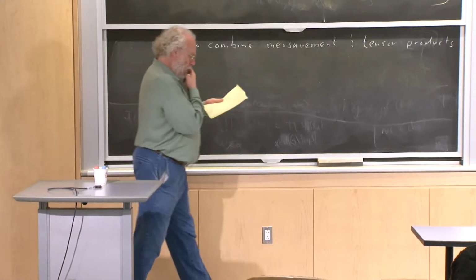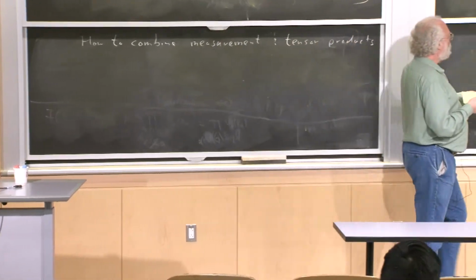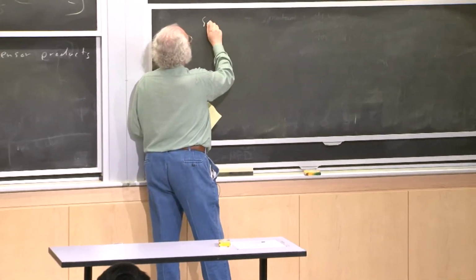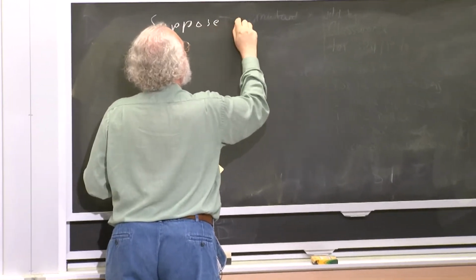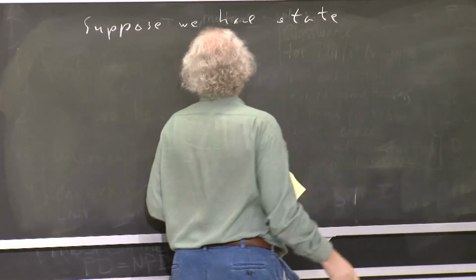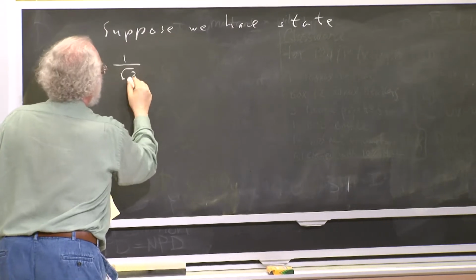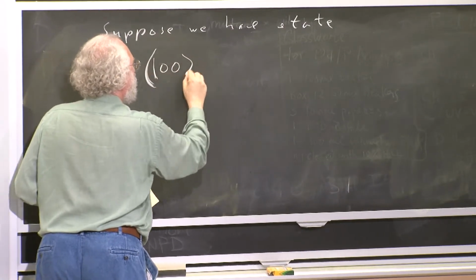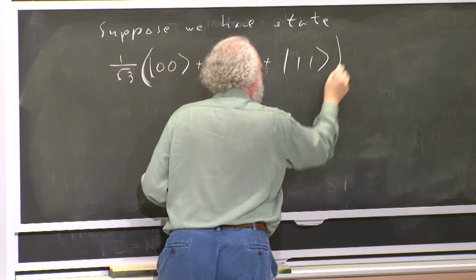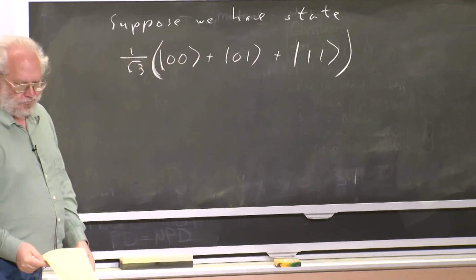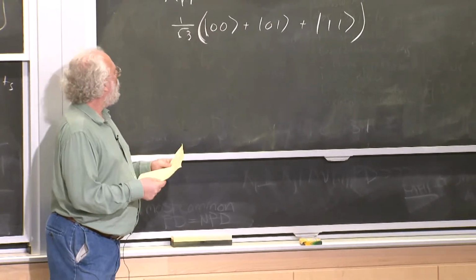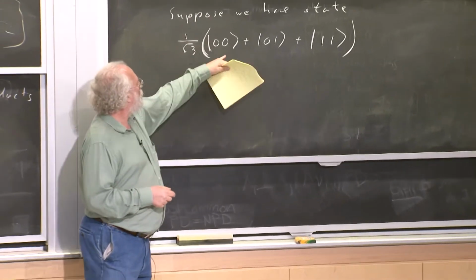So suppose we have the state one over root 3, |00> plus |01> plus |11>. So this is an entangled state. There are 2 qubits here.